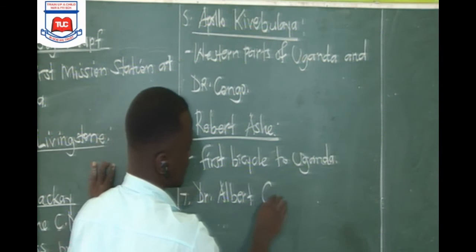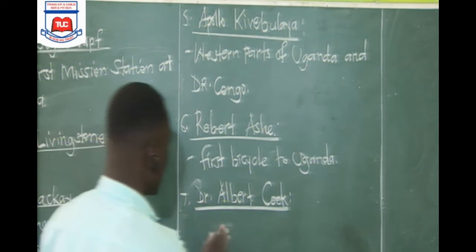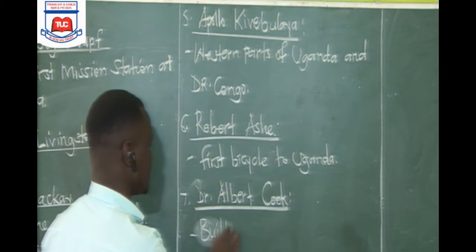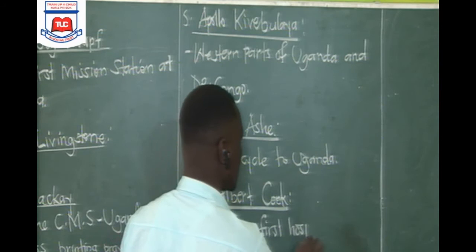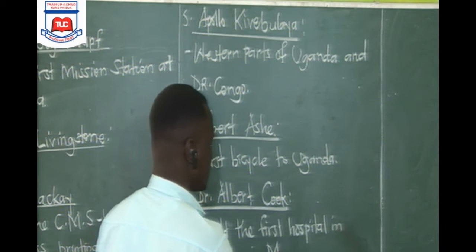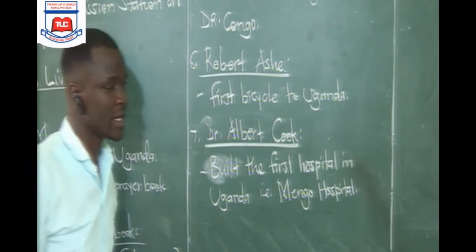Dr. Albert Cook. Now, when I talk of Dr. Albert Cook, something should be coming to your mind. And what comes to your mind, if there is any other thing apart from building the first hospital in Uganda, then that is wrong. So we have this one, building the first hospital in Uganda, that is to say, Mengo Hospital. So in case a question comes asking which was the first hospital to be built or established by the British missionaries in Uganda, we have the answer.